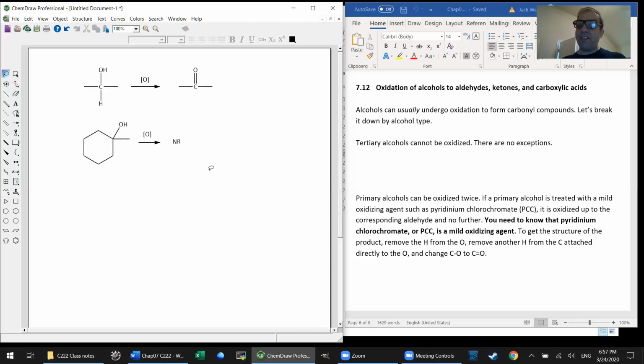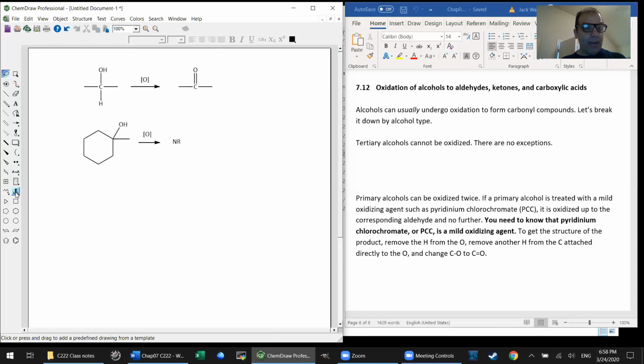Let's start with the simplest case of all, which we can dispatch in 5 seconds, which is if the alcohol is tertiary, like this one that we used just a moment ago. That's a tertiary alcohol. And to put it briefly, tertiary alcohols cannot be oxidized, period, full stop. There's no exceptions. And if you look at it, the reason is the carbon that bears the OH group over here has no hydrogens directly attached. And so as such, you could treat this or any other tertiary alcohol with whatever oxidizing agent you like. They will just look at each other. No reaction will happen. Tertiary alcohols cannot be oxidized.